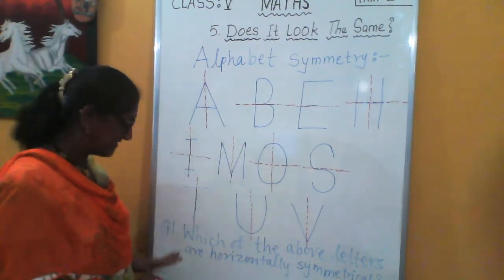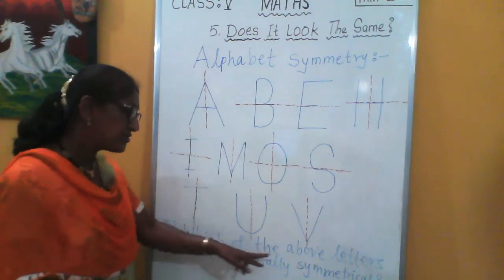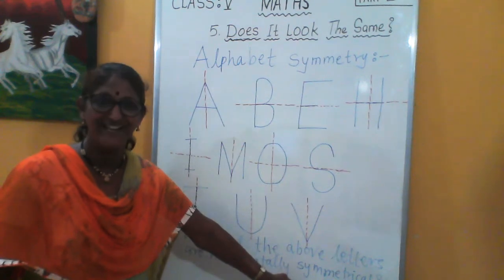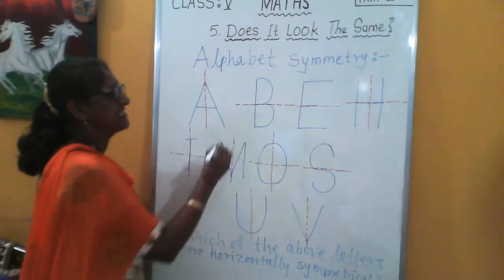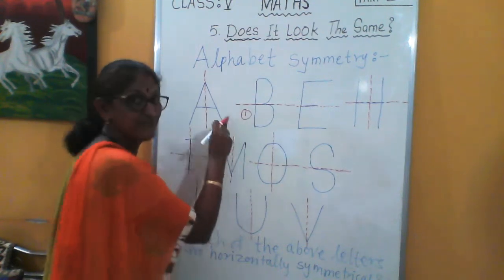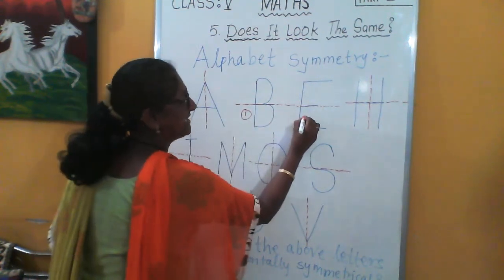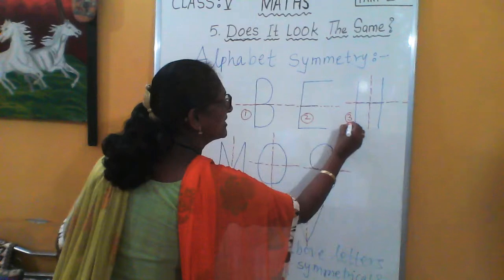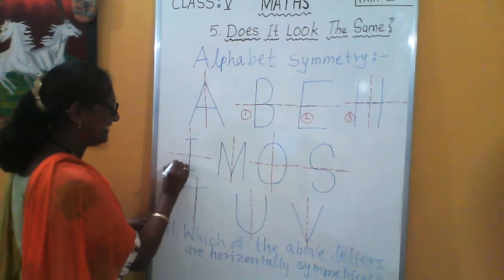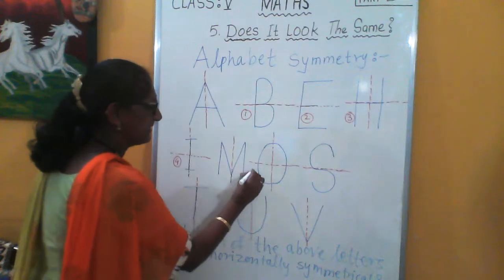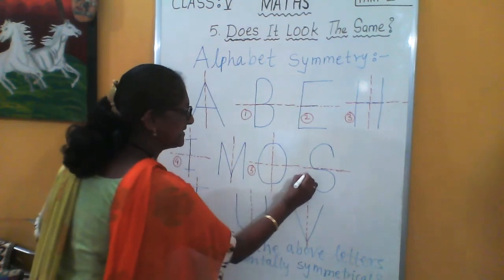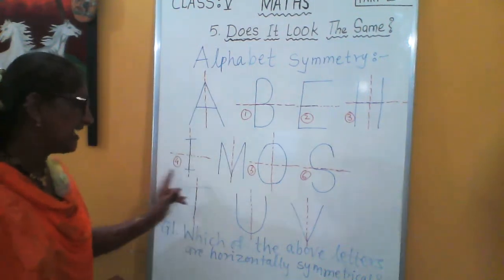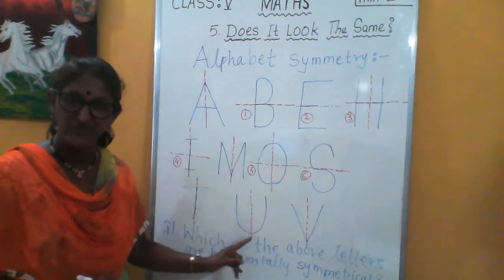Now after this, one more question is given to you: which of the above letters are horizontally symmetrical? Horizontally, B is symmetrical, then E, then H, then I, then O, then S. These are 6 letters which are horizontally symmetrical. This you have to think.